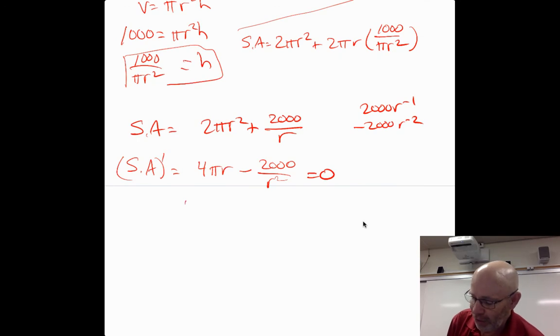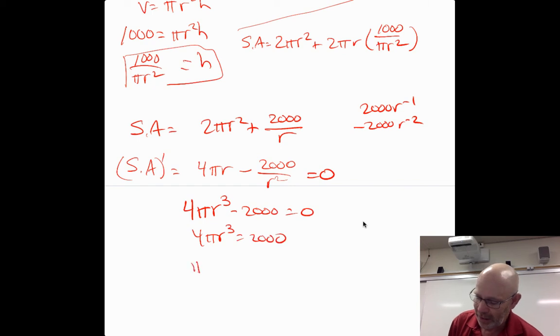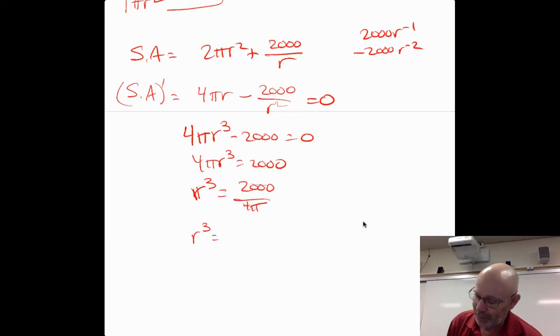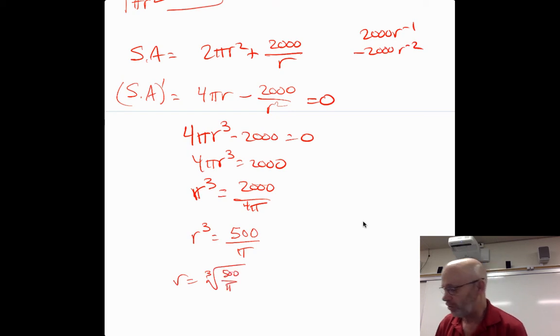I'm going to multiply everything by r squared to get rid of that denominator. So I get 4 pi r cubed minus 2,000 equals 0. I get 4 pi r cubed equals 2,000. I get, let's just do this, r cubed equals 2,000 over 4 pi, which I can simplify to 500 over pi, or r is the cube root of 500 over pi, which is just a number. I know it's not nice, but it's just a number. And then the cube root of that number is 5.42-ish.